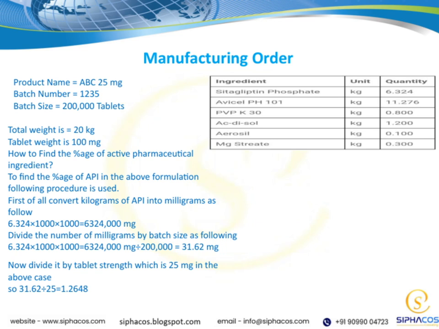And just to tie it all together, the manufacturing order details specify the product name as ABC25mg, with a batch number 1235 and a batch size of 200,000 tablets. These details are crucial for traceability and quality control in the manufacturing process.